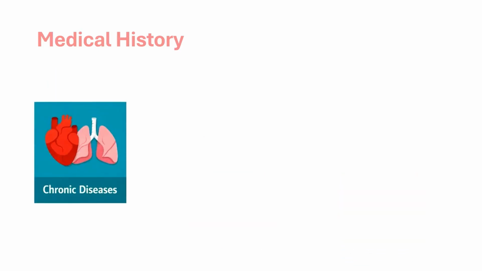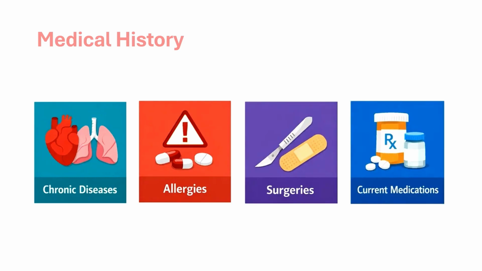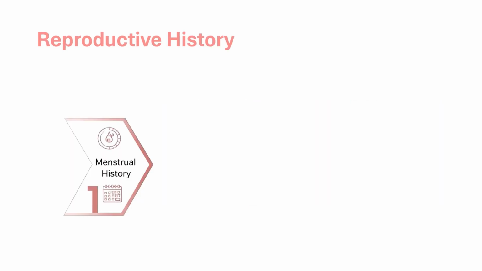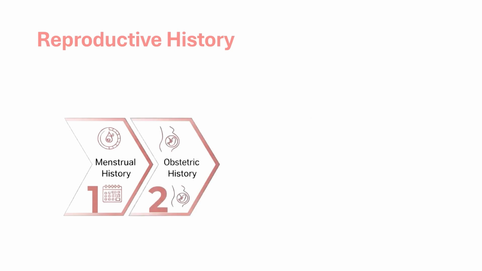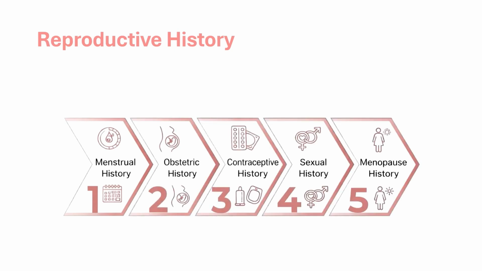Medical history. Overview of the patient's general medical history, including chronic diseases, allergies, surgeries, hospitalizations, and current medications. Reproductive history, including menstrual history, obstetric history, contraceptive history, sexual history, menopause history.